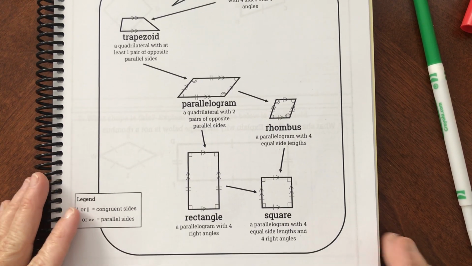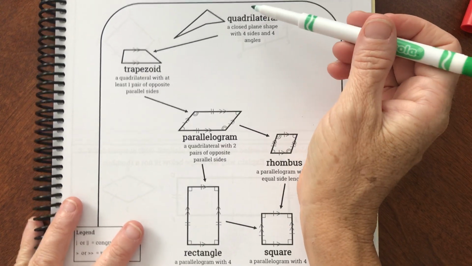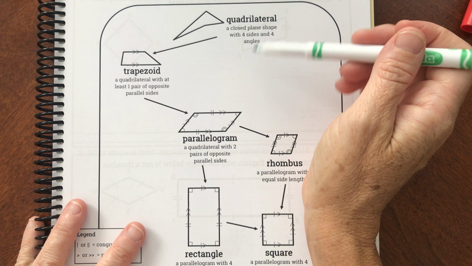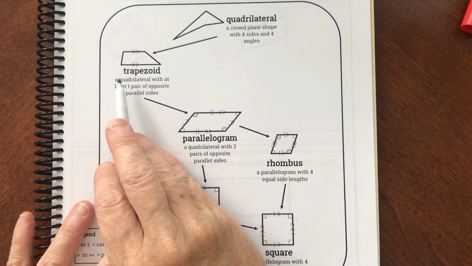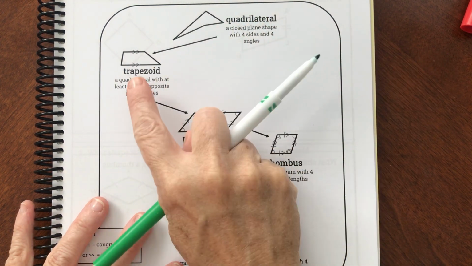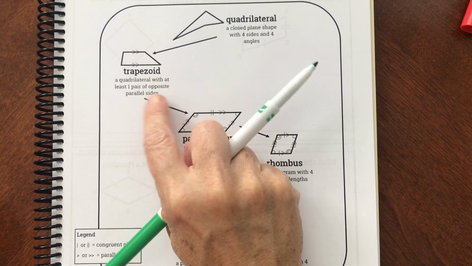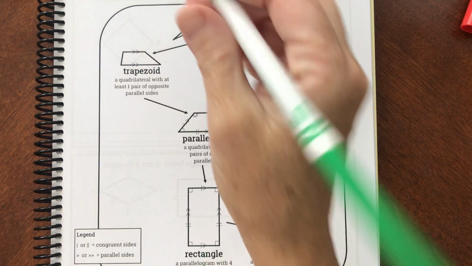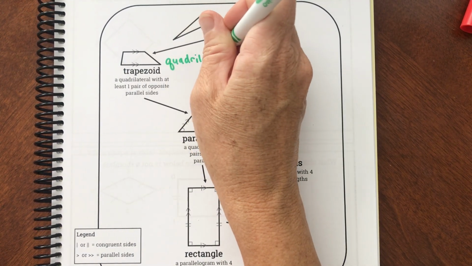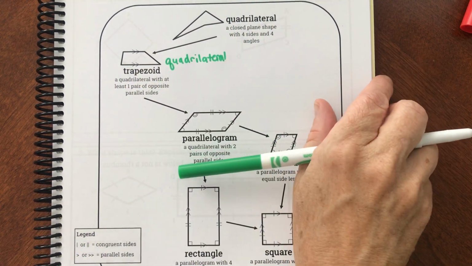So a quadrilateral has the least rules to follow. All you have to do is have 4 sides and be closed, and you get to be called a quadrilateral. A trapezoid follows the quadrilateral rules, but it also has a new rule that says it has to have at least 1 pair of parallel opposite sides. So this trapezoid also could be called a quadrilateral because it follows those rules and its own rules, okay?